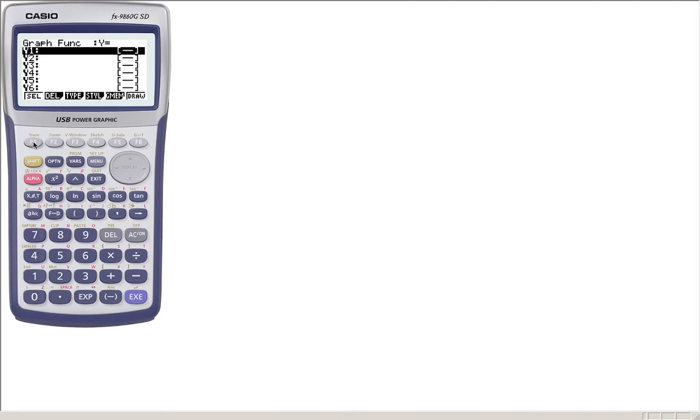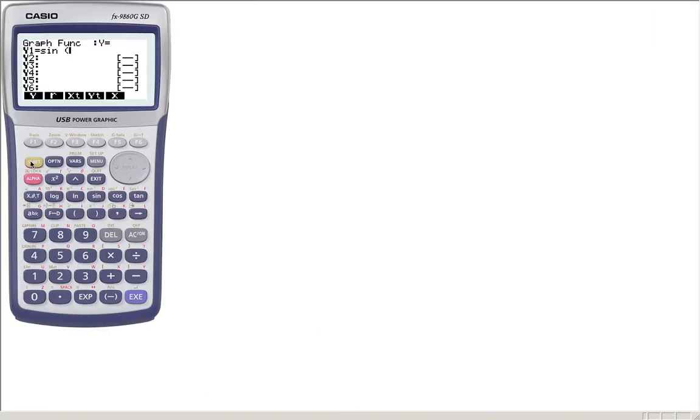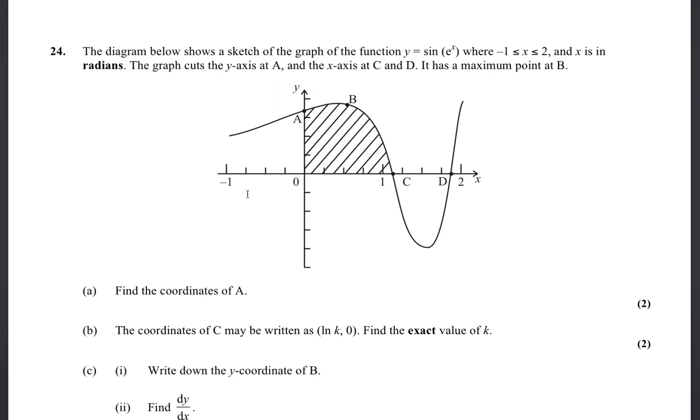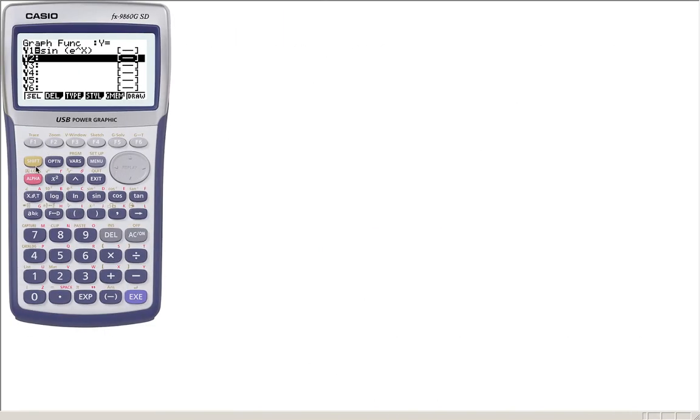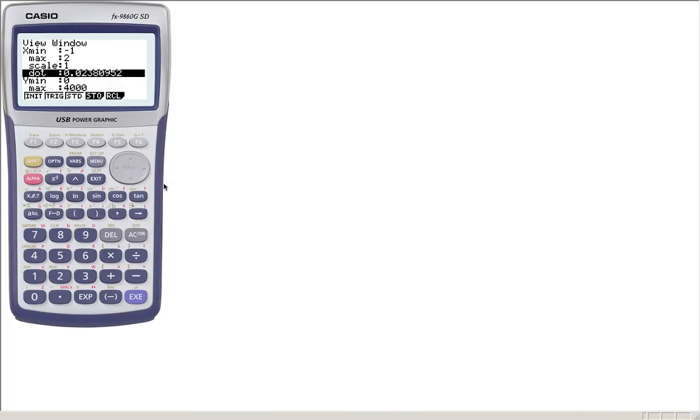So let me sketch this. Sine of e power x, close the bracket. The scale is x between -1 and 2, so shift window, -1 and 2. And y between, oh, it is not given here. So let me make it, let's say, -10 to +10. Okay, let me make it -5 to +5. Okay, I got the graph.